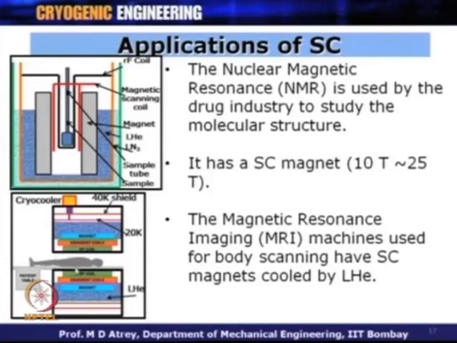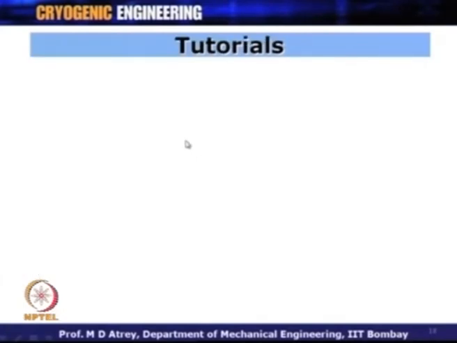One can see the internal details of the body in this case, and one can see the internal material details in the case of NMR. These are very well known usages of superconducting magnets, as we saw earlier. All the windings in this case are made of niobium titanium and niobium tin, depending on the magnetic field strength. Now, what I am going to do in the remaining time is to solve some problems under this tutorial section.